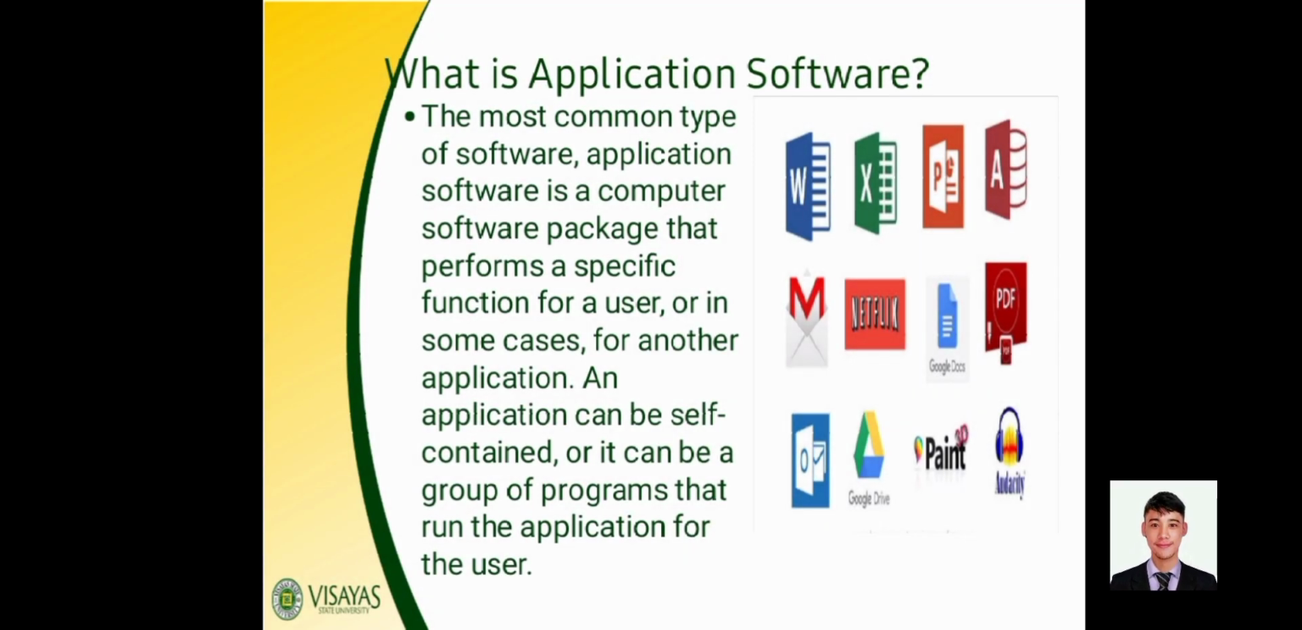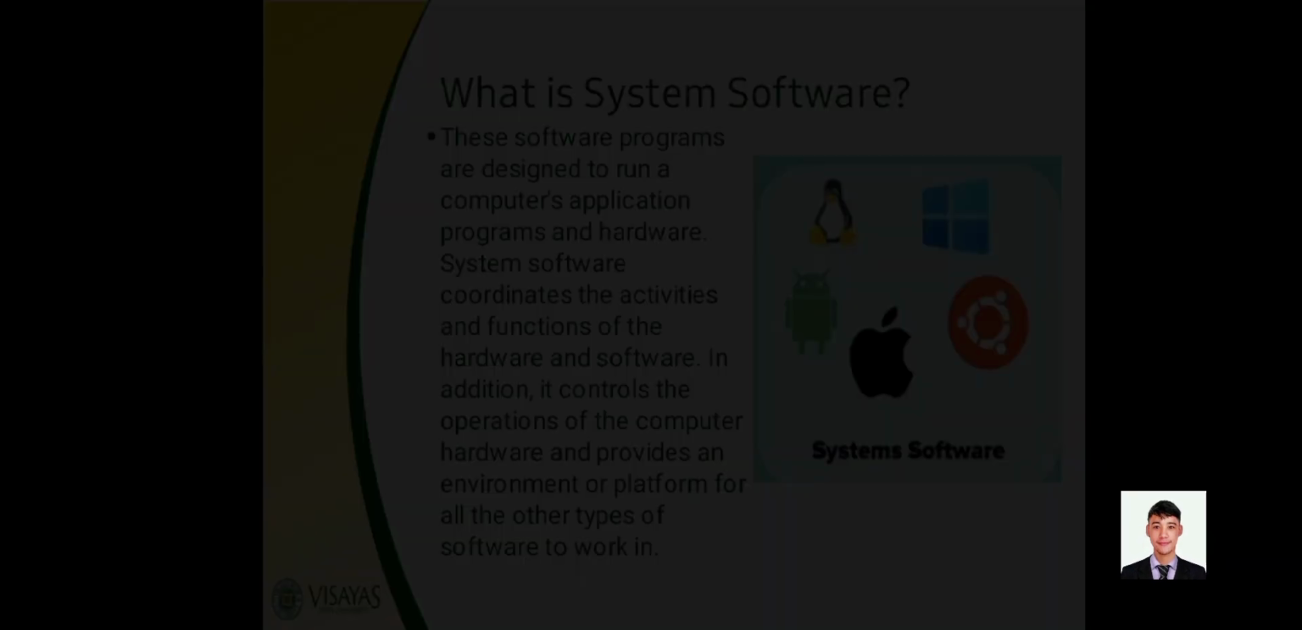What is application software? It is the most common type of software that performs a specific function for a user or, in some cases, for another application. An application can be self-contained or it can be a group of programs that run the application for the user. On the right side of the presentation are examples of application software that is already installed in some computer devices and smartphones, namely Microsoft PowerPoint, Microsoft Word, Microsoft Excel, email, Google Documents, PDF, Google Drive, and Netflix.